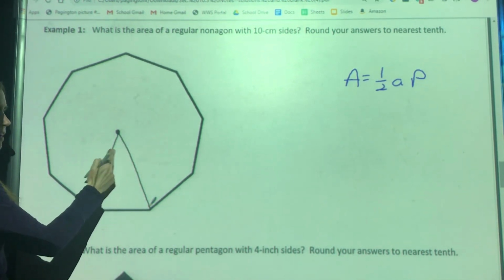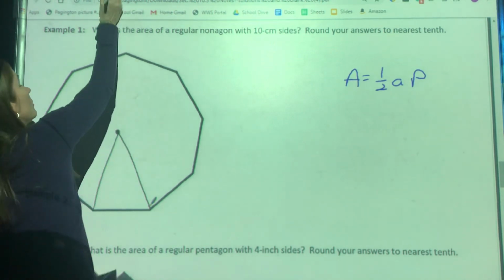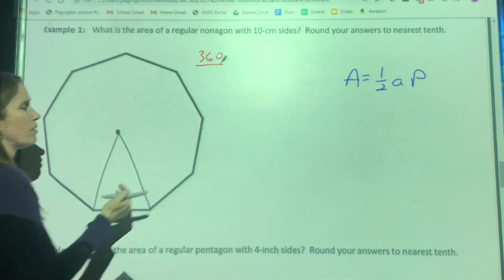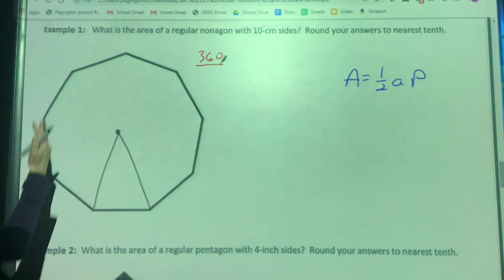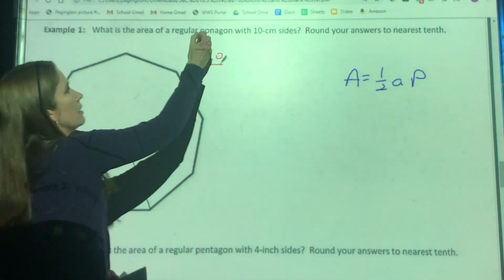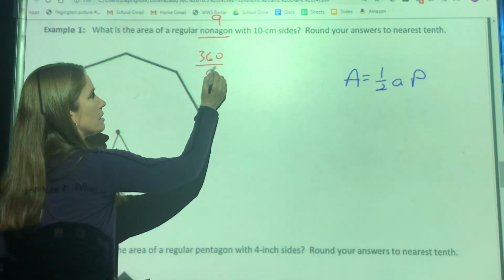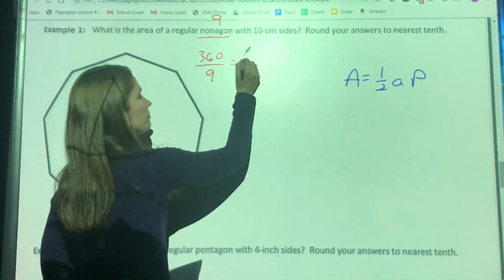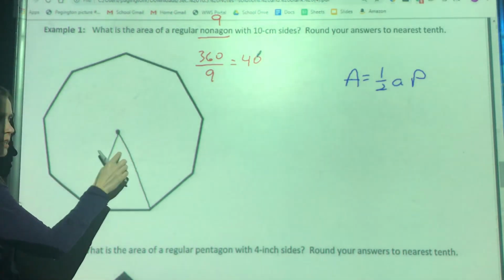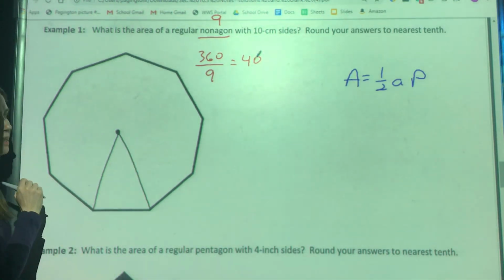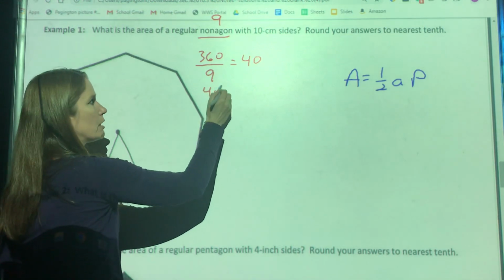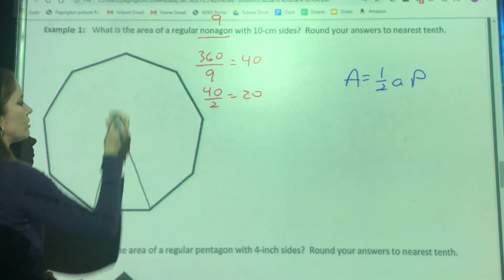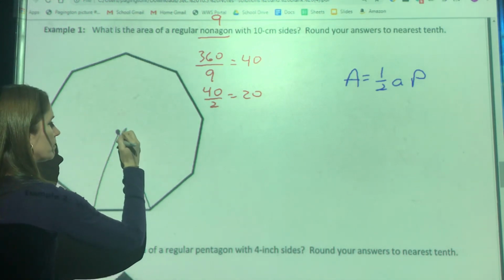Okay, and then I got to think about how do I figure out what this angle is. So just like we were doing in section 10.3, I can go 360 divided by how many sides it has. And again, if it's a nonagon, I know that means 9 sides. So if I go 360 divided by 9, then I get 40. So I do know that this whole angle is 40, but I'm not going to write that in yet. I have to actually go 40 divided by 2, which is 20. And I also need to draw my apothem.